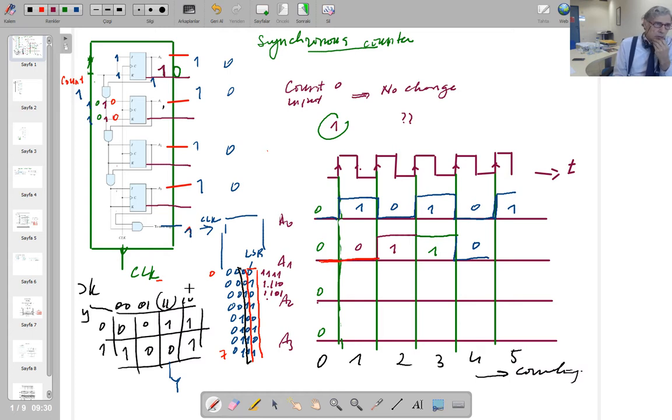Maybe it's good for you to think about what happens if these are positive edge sensitive memory elements, and if they are negative edge sensitive. So you do it on your own. You would see something like what I just explained. So it's a good question for you.